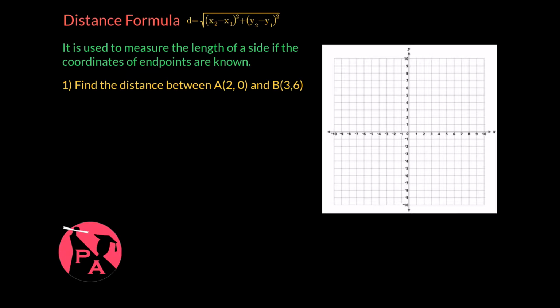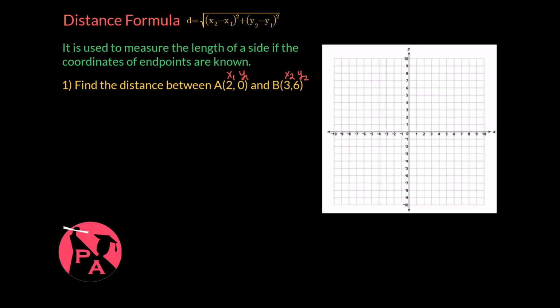It says find the distance between point A and point B. So we are going to start by labeling the points. The coordinates of A can be labeled x1 and y1. The coordinates of point B can be labeled x2 and y2. So you could switch them around, by the way. You could say that A was x2, y2, B was x1, y1. That would be okay as well.